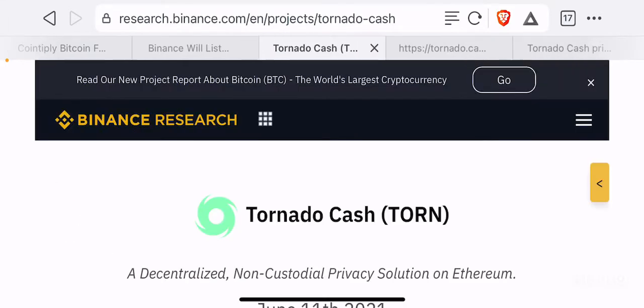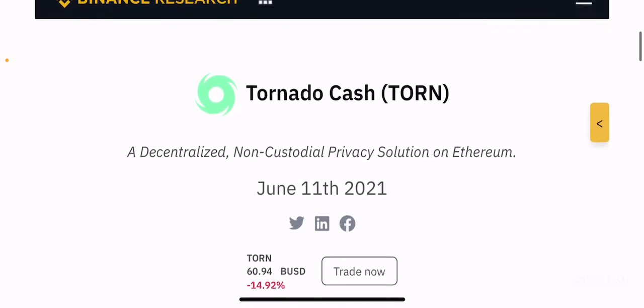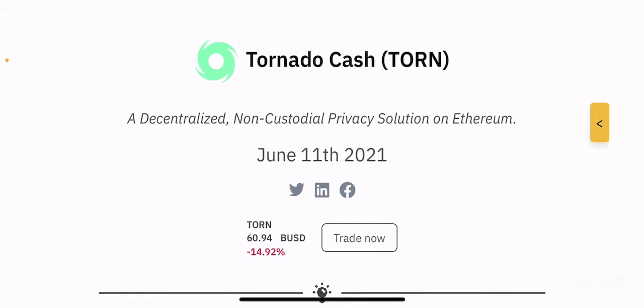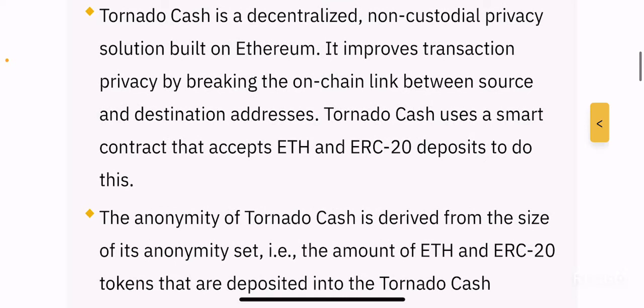So let's go to the Binance research page in order to get a bit more in-depth view on what Tornado Cash is, right? So the main statement for Tornado Cash is basically it's a decentralized non-custodial privacy solution on Ethereum, which is a pretty straightforward explanation. But if you see the actual explanation, Tornado Cash is a decentralized non-custodial privacy solution built on Ethereum. It improves transaction privacy by breaking the on-chain link between source and destination addresses. Tornado Cash uses a smart contract that accepts ETH and ERC20 deposits to do this, right?